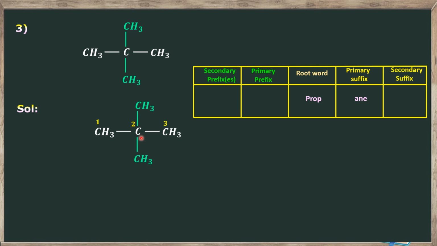So to the second carbon atom, two methyl groups have been attached. Okay, so the IUPAC name of this organic compound is 2,2-dimethyl propane.